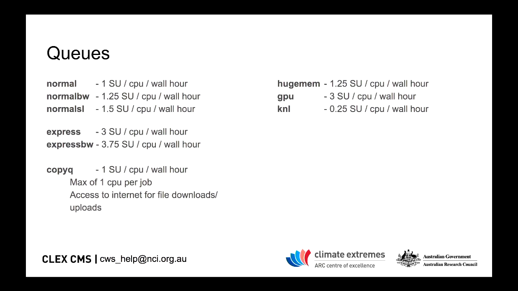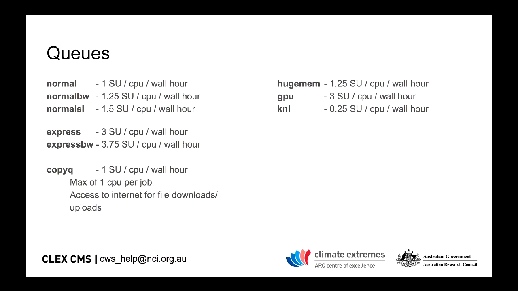So these are all in SU. An SU, or service unit, is what NCI uses to account for compute time on Raijin. 1 SU is basically 1 hour of 1 CPU. So if you've got a 6 CPU job running for 1 hour, it's going to cost 6 SU. A one CPU job running for 6 hours, it's still going to cost 6 SU. But that varies a bit depending on the queue type, as you see.